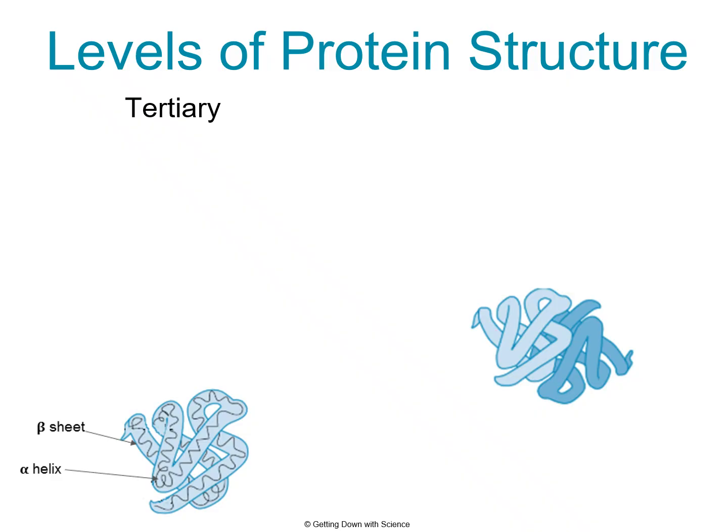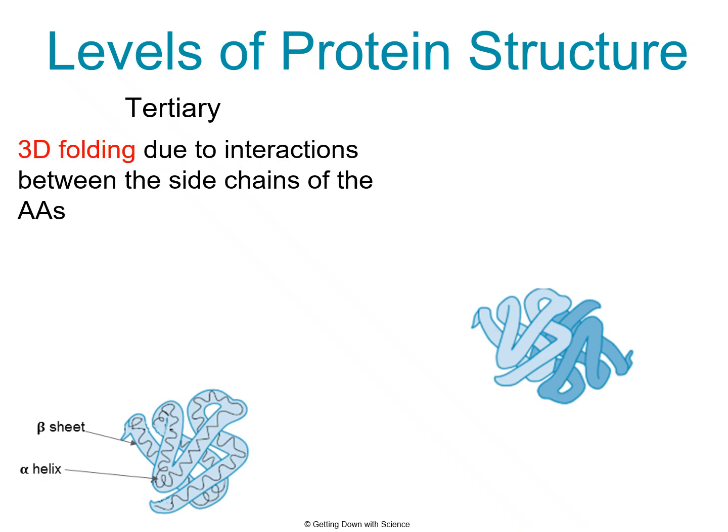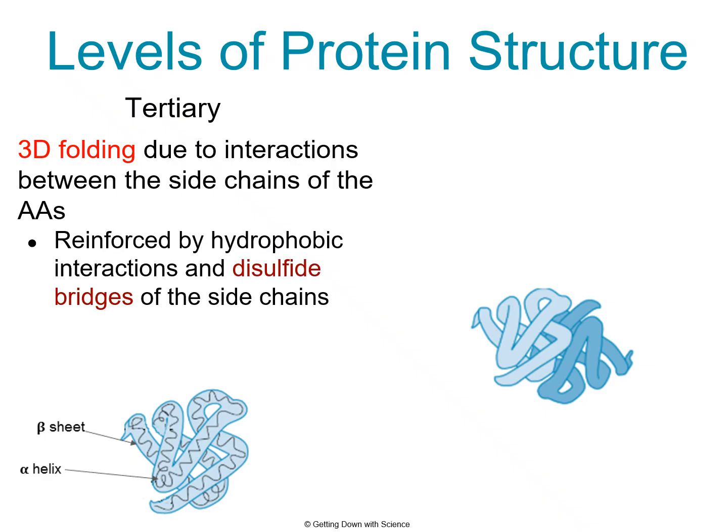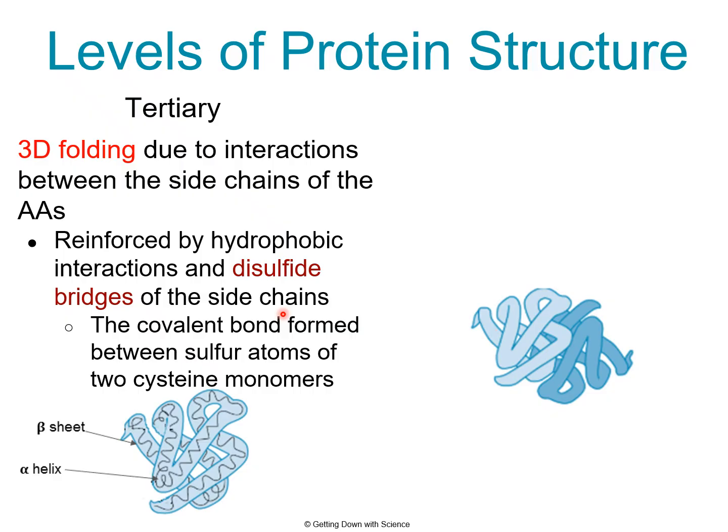So we have our primary level, we have our secondary level, and now we have our tertiary level. So we're building up to the tertiary level of proteins. The tertiary level is when protein starts to become 3D, three-dimensional. This is when the interaction between our R chains comes into play. Tertiary, our 3D folding, is due to interactions between those side chains, or R chains. And remember, there are different ways in which R chains can interact based on what these R chains actually are. These are reinforced by hydrophobic interactions and disulfide bridges of these R chains.